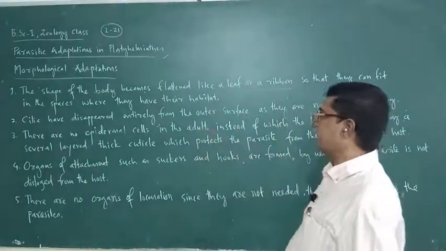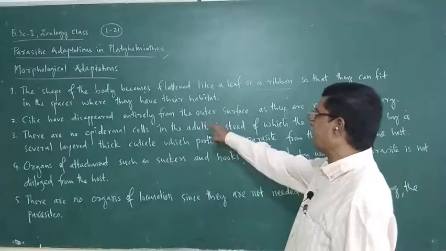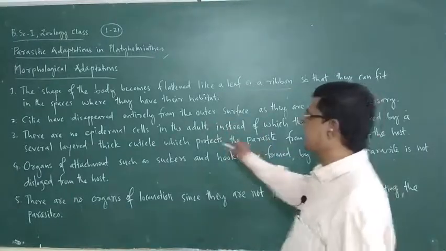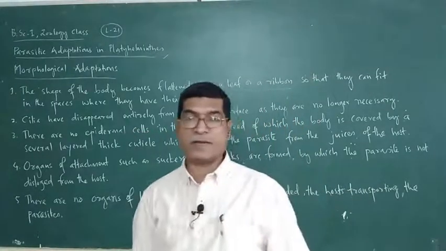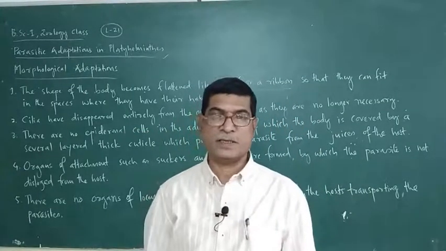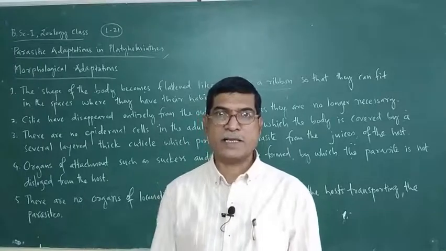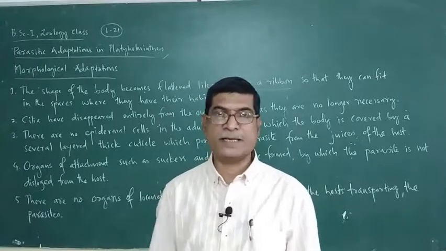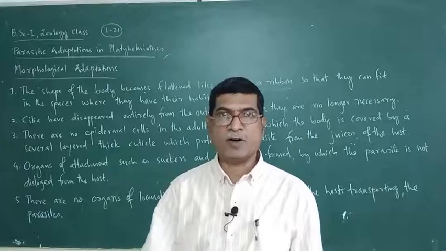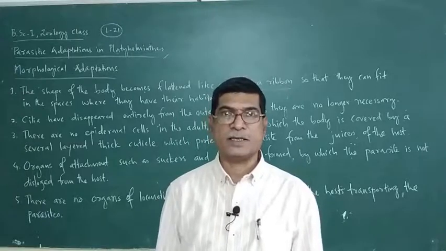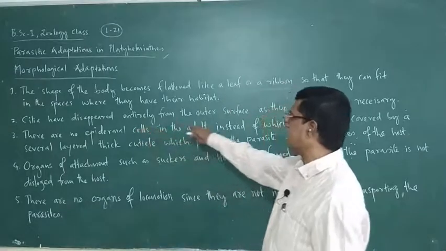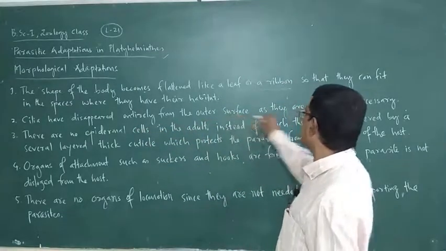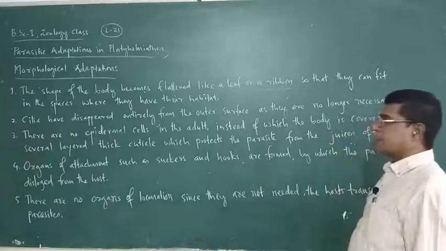Cilia have disappeared entirely from the outer surface. Cilia are present in free-living flatworms. Planarians, their epidermis has cilia. But here in parasitic flatworms, cilia are not required, not necessary. They are not present. Cilia have disappeared entirely from the outer surface as they are no longer necessary.